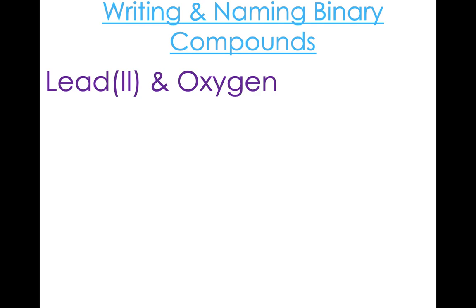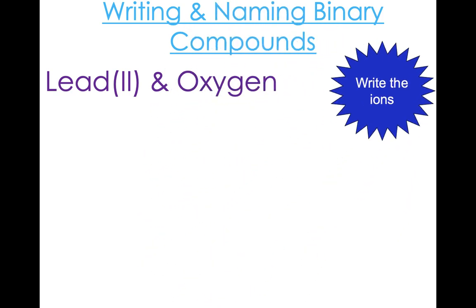Now let's look at the compound that forms between lead 2 and oxygen. Now that Roman numeral means that is the charge we're going to be using for the lead, because lead does have multiple forms of ions that it can form. So we need to look at the Roman numeral to determine what charge is going to be in our compound.